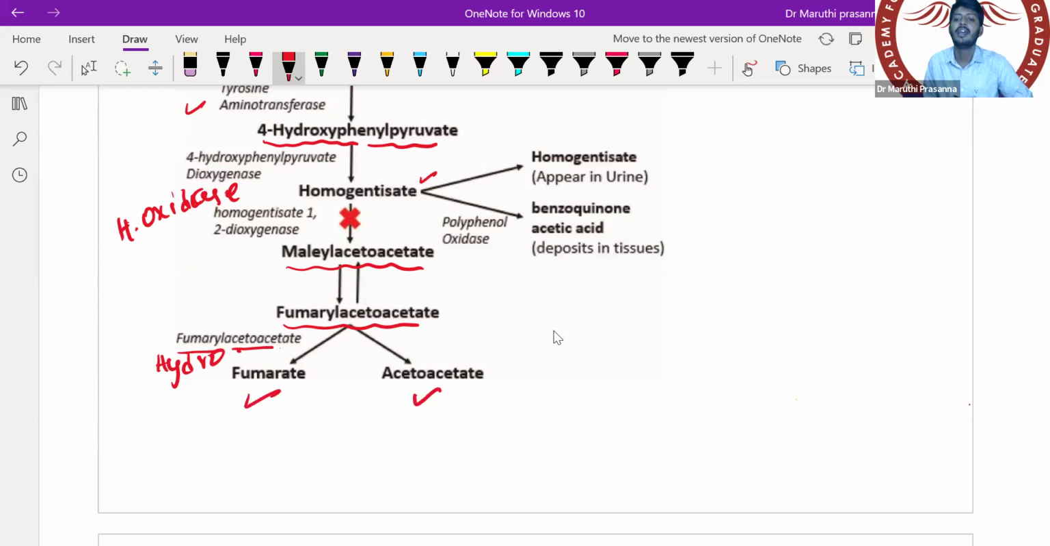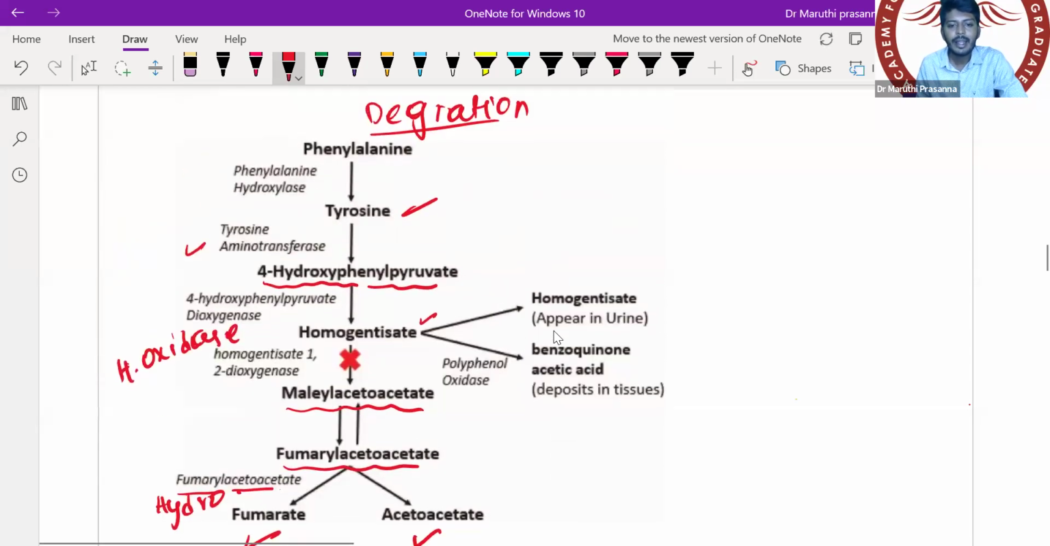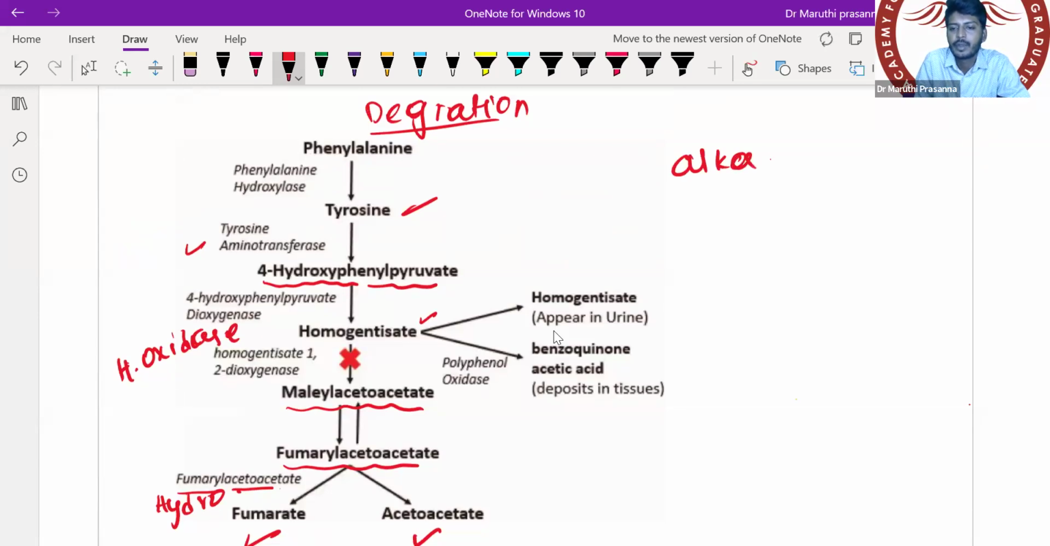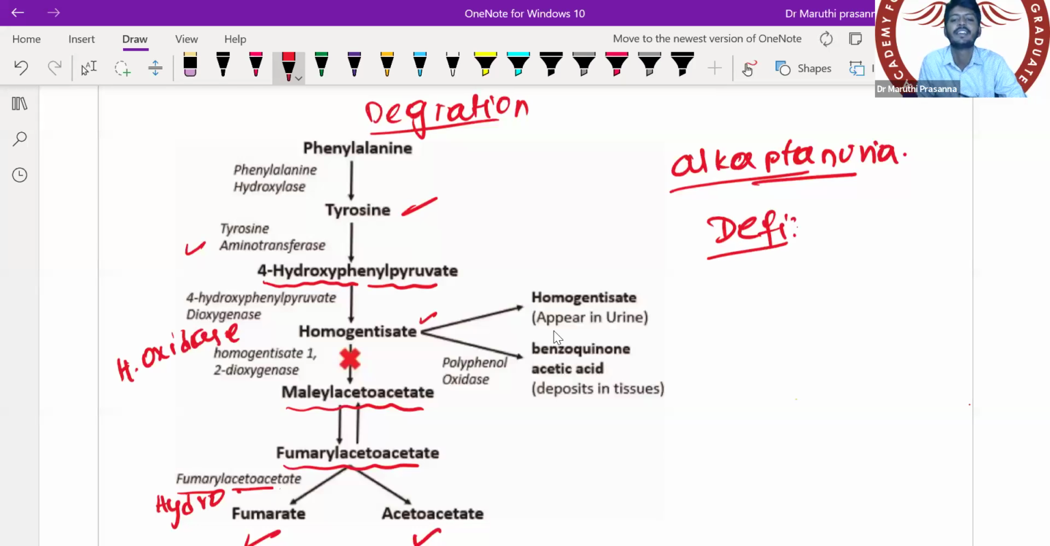Sir, you told in the classroom also this pathway is not important. So what exactly do we need to remember? Remember there is a disease called alkaptonuria. Alkaptonuria is a condition. What will happen, my dear students, is there is a deficiency of which enzyme? Can anybody tell me the deficiency of which enzyme alkaptonuria is due to? Come on, guys, quickly. Everybody should tell me.